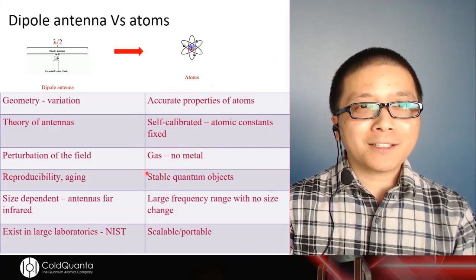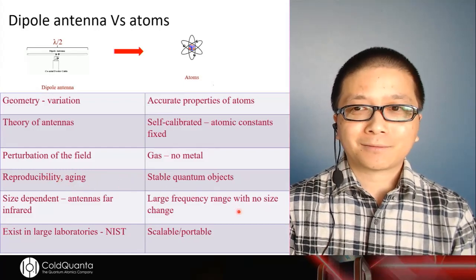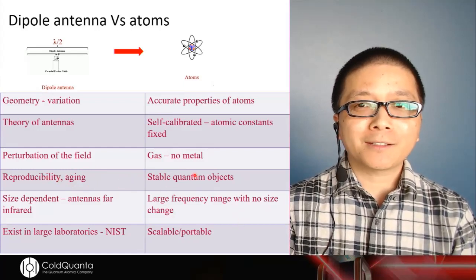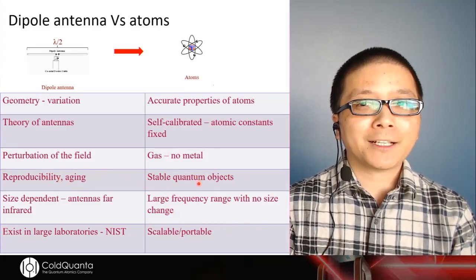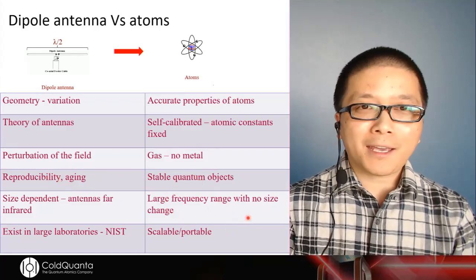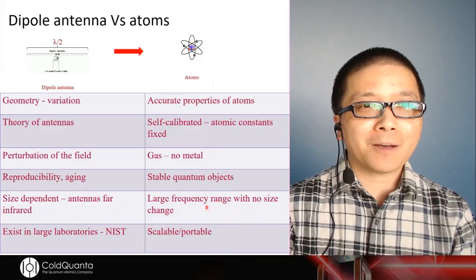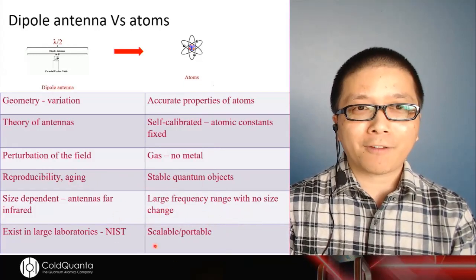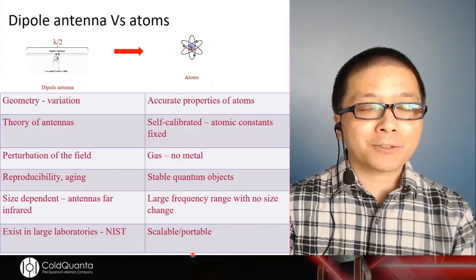Atomic systems are stable quantum objects. It means the properties are stable, while a standard antenna using a dipole antenna will change because of aging. For microwave measurement, the atomic system will not be size dependent, so it can cover a larger frequency range without any size change. The experimental setup is simple because of development in the AMO community for a lot of years, and can be scaled to portable microwave devices without too much effort.